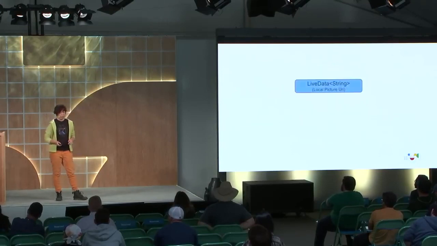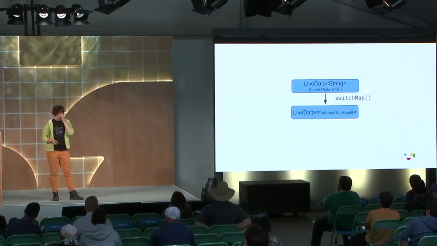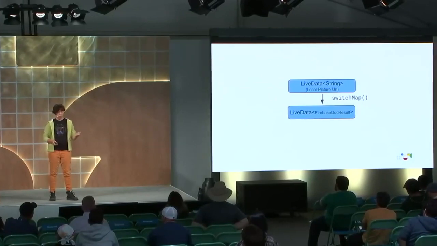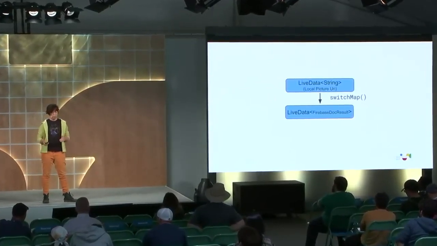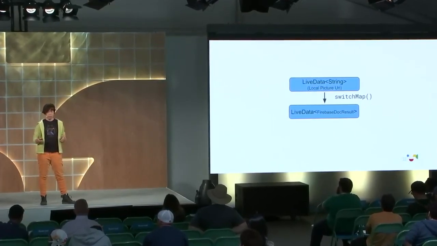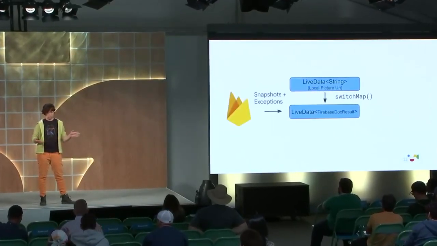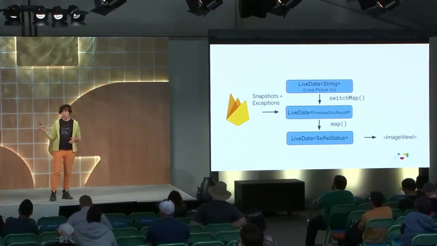OK, so final flow. I have a live data for the local picture URI. When I take a photo that changes the local picture URI, I use switch map, which is going to swap out for me a new live data at the right selfie location. So Firebase feeds into that, and I'm using one of those two methods that I discussed. This is ultimately what I want: to get this selfie status live data, which is what's going to go out to my view.